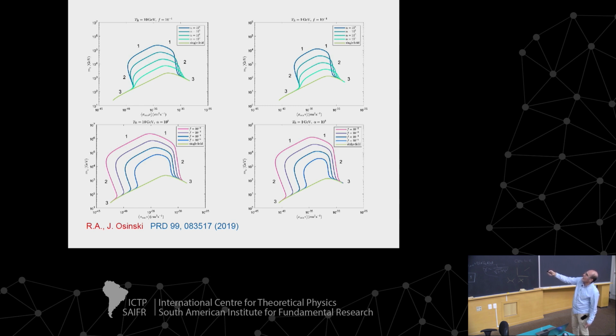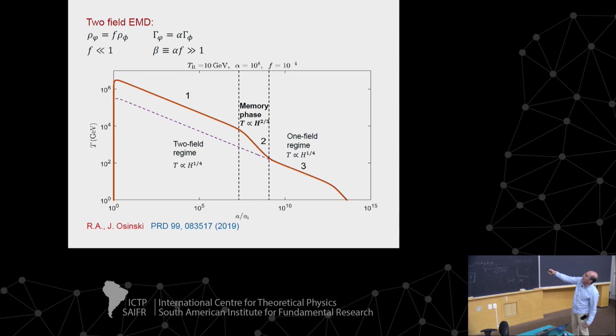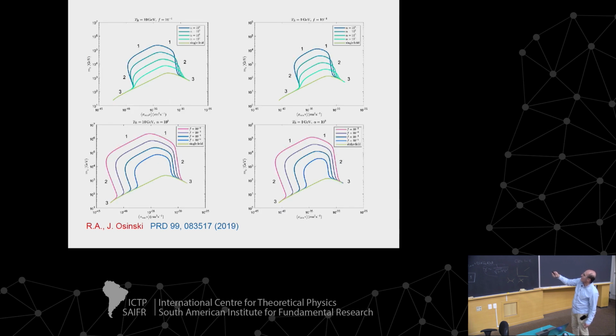Then the allowed parameter space, depending on the details of these two parameters, F and alpha, we see that we can now have a completely different part of the parameter space that is allowed.